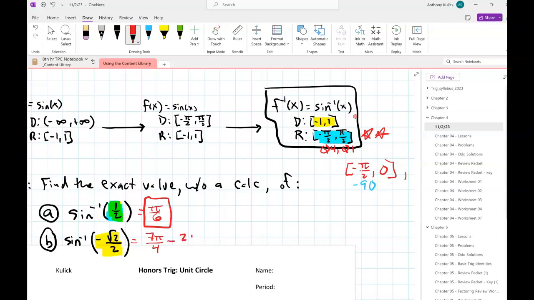So if I subtract 2 pi from this, what am I going to need to subtract these two numbers? Common denominators. What would the common denominator be between 7 pi over 4 and 2 pi? 4. So I'll multiply this fraction by 4 over 4.